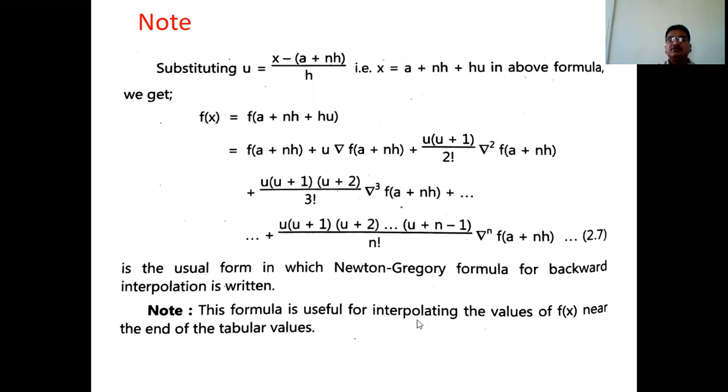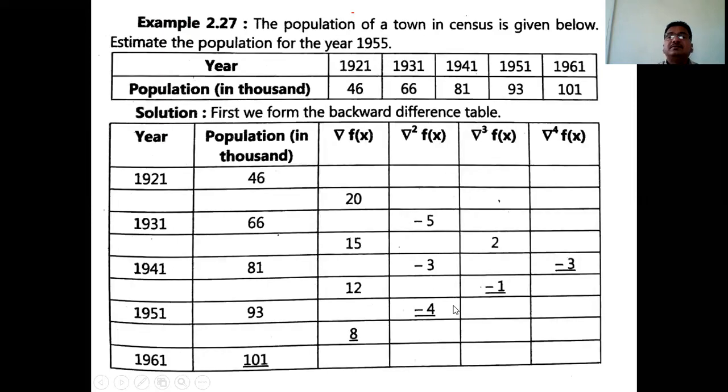And what is the use of this formula? It is used for interpolating the values of the function f(x) near the end of the given tabular values, that is, at the end of the table. We use Newton's backward interpolation formula if we have to interpolate at the end of the table, and if the values of x are equidistant. So we will see problems on this interpolation formula.